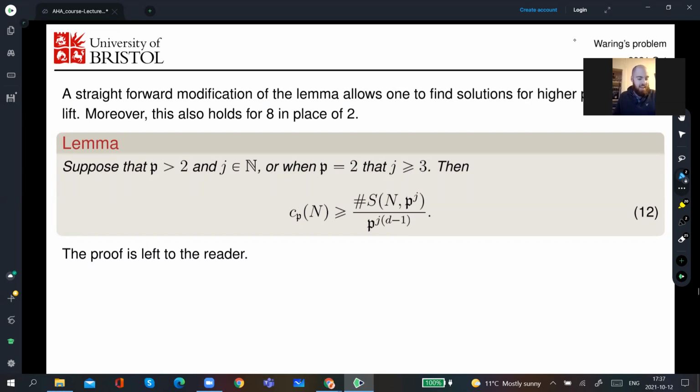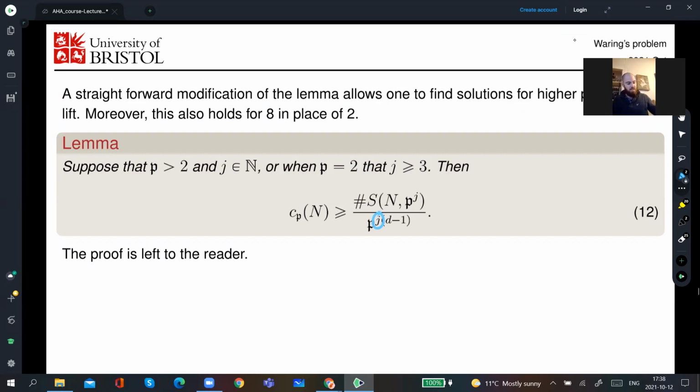Now, I stated that lemma for odd primes. There's a straightforward way to modify the lemma so that you can do it for powers of primes, any power of a prime when it's odd, or when your prime is 2, if you consider the cube power of 2 or higher, so at least 8 or 16 and so on. And you have the very obvious modification that you have to weight it by the expected dimension again.